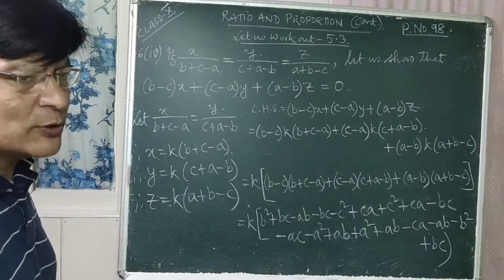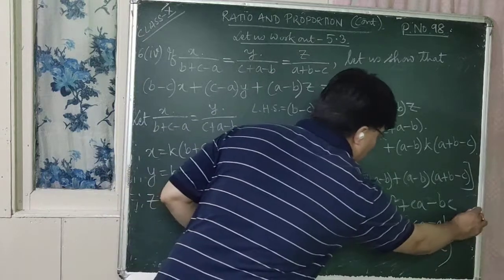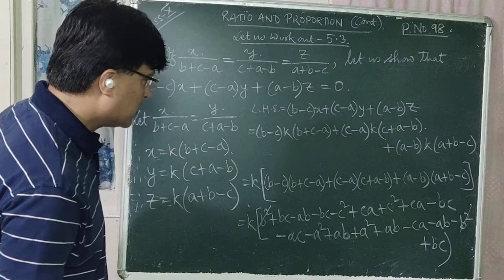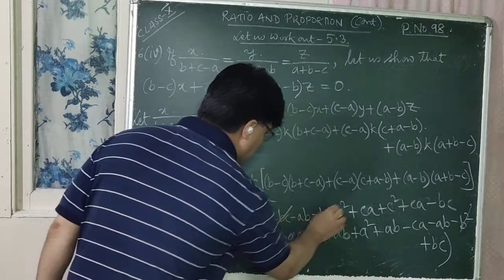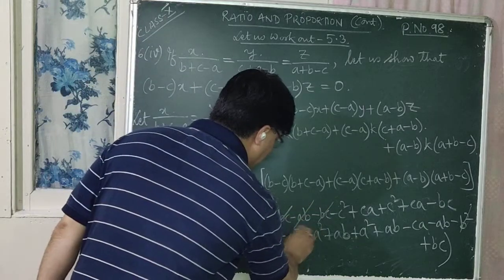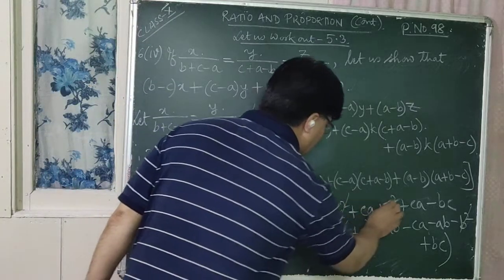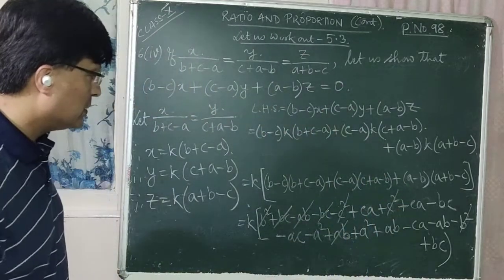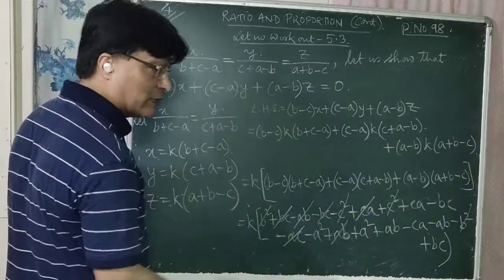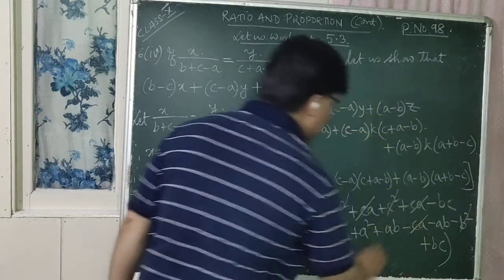That means all the terms should be cancelled. Let us check it. So this b square minus b square will be cancelled, isn't it? Then plus bc minus bc will be cancelled. Then minus ab plus ab will be cancelled. Next, minus c square plus c square will be cancelled. Then plus ca minus ac will be cancelled, same expression. This plus ca minus ca will be cancelled.